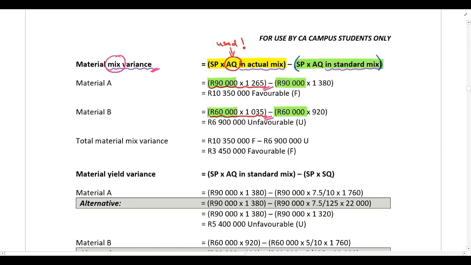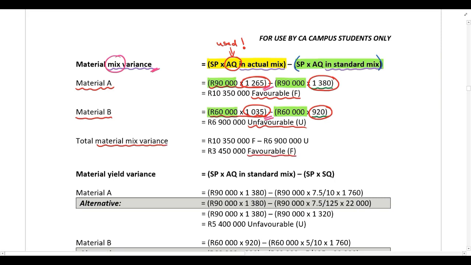Okay, so that's where that comes from. That's your actual quantity in the standard mix. So for material A, they actually used less than what they should have used, and that's why the variance is favorable. For material B, they actually used more than what they should have used, so this is unfavorable. And overall, the total mix variance is favorable.